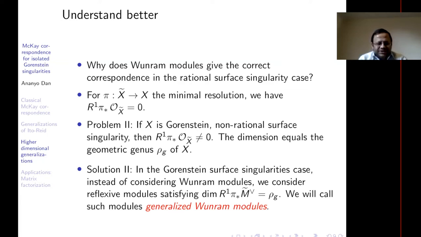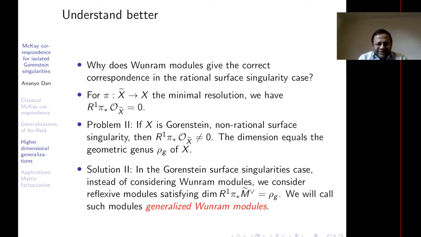So what you want to restrict to is that the R1 pi lower star of M tilde dual is supported only at the singularity, so you can talk about the dimension, which is not a big problem. In this case, you want to restrict to those reflexive modules M such that the dimension of R1 pi lower star of M tilde dual, with M tilde defined in a similar way, where you pull back the reflexive module M and you remove the torsion, is equal to the geometric genus of the surface.